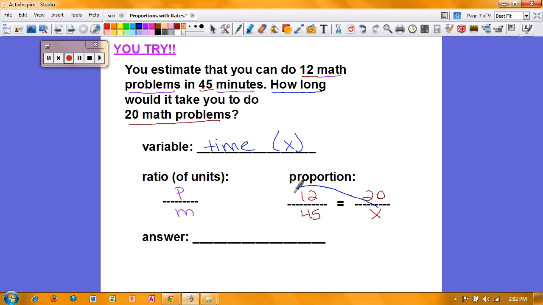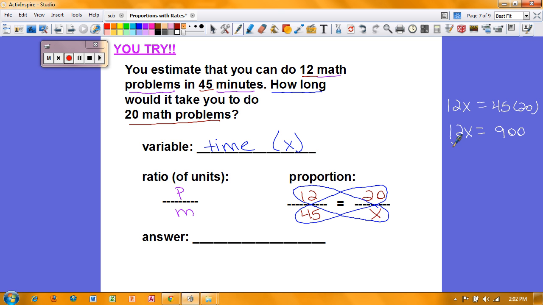So now I want to cross multiply, and I want to set those equal to each other. So 12 times x equals 45 times 20. And 12x equals 900. 45 times 20 is 900.